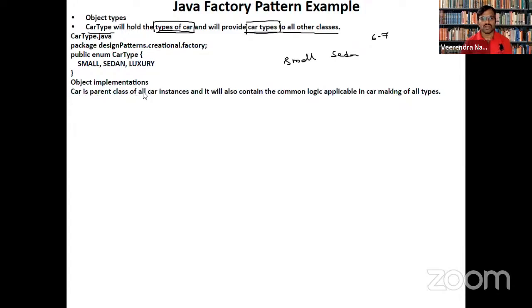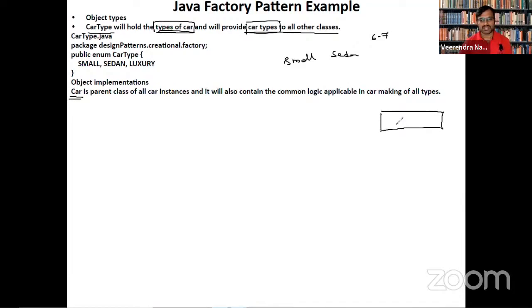Car is a parent class of all car instances. So car is a parent class. I think you are aware of the parent-child relationship, right? Whenever I am talking about parent class and child class, I am directly relating to the concept of inheritance. So here car is the parent class for all the car instances. I told you in the figure description also.